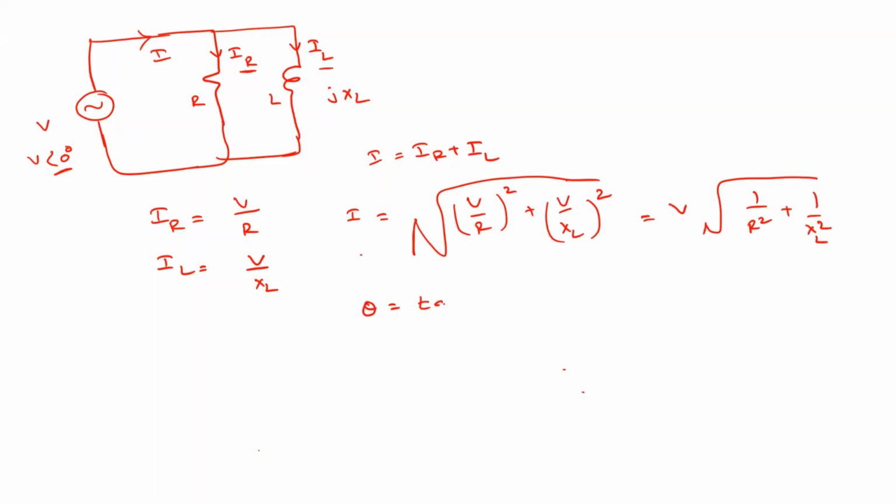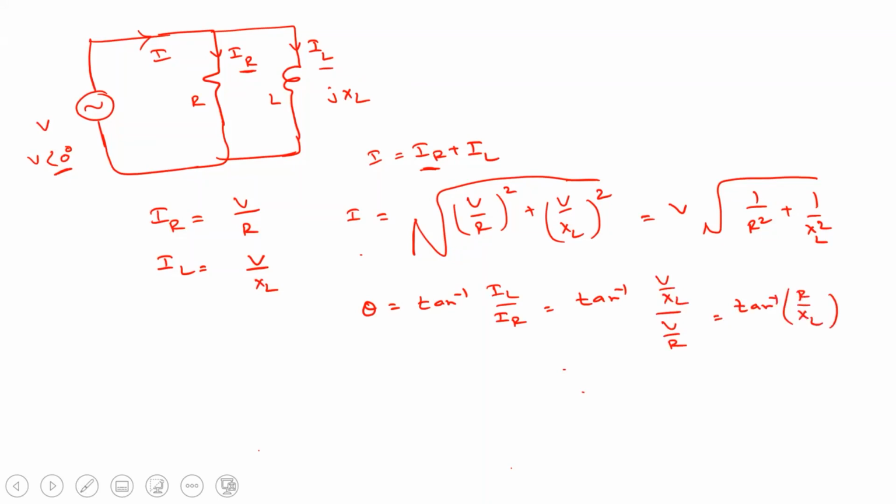So what is theta here? It is IL by IR. So this will be tan inverse of V by XL divided by V by R. So that is tan inverse R by XL. Clear? It's very simple.